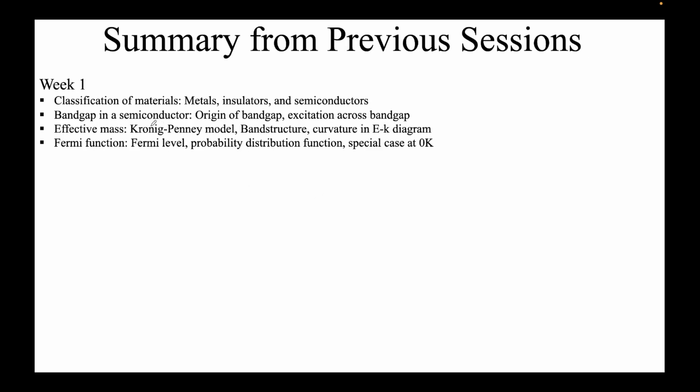Quick summary. In week 1 we classified materials based on their electrical conductivity into metals, insulators and semiconductors. We saw semiconductors are a unique material class in the sense that when you bring a large amount of, let's say, 10 to the power 23 silicon atoms close together, orbitals tend to overlap and they form bands, energy bands.